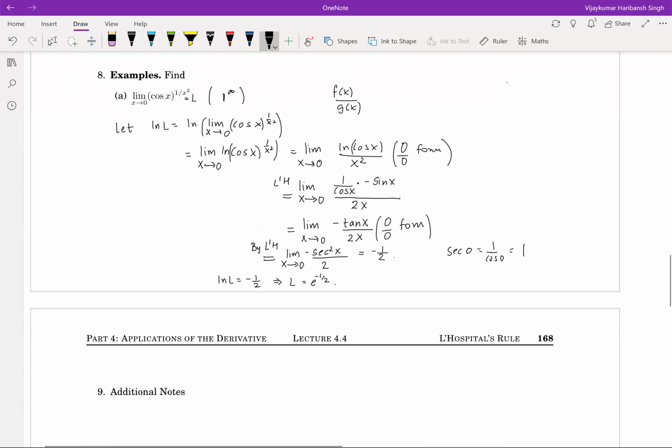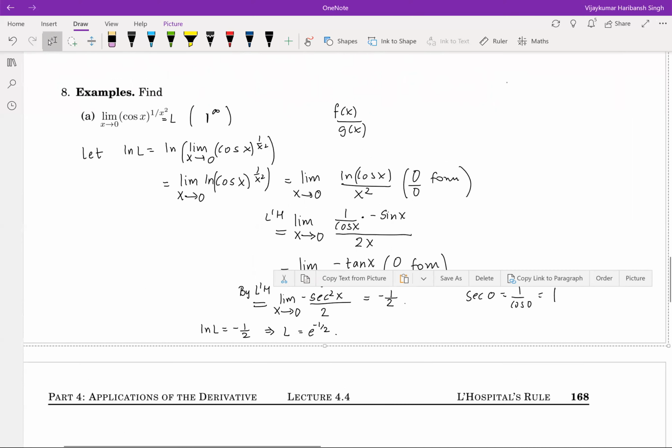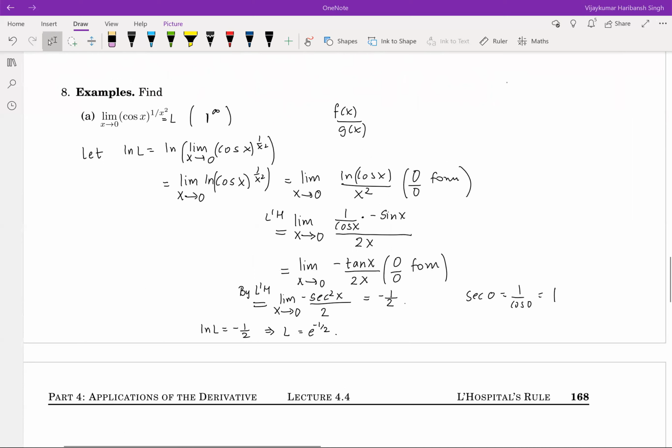So this takes care of our discussion about L'Hopital's rule. And tomorrow we'll discuss optimization problems.